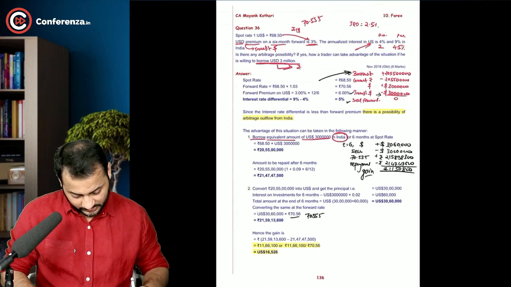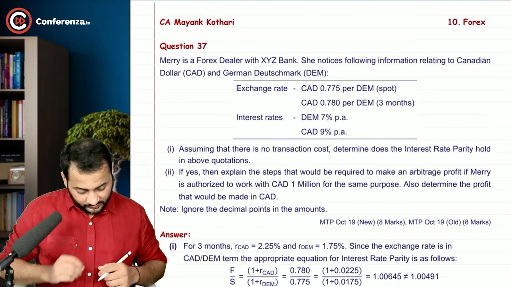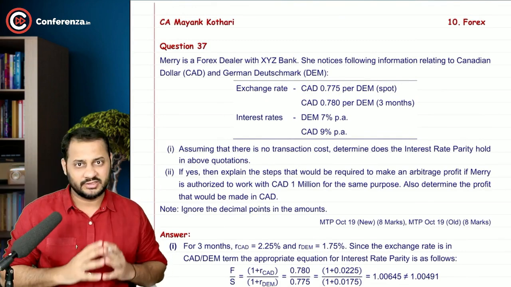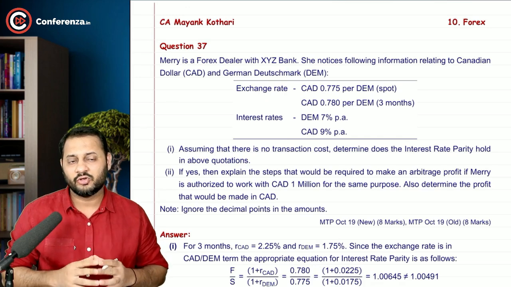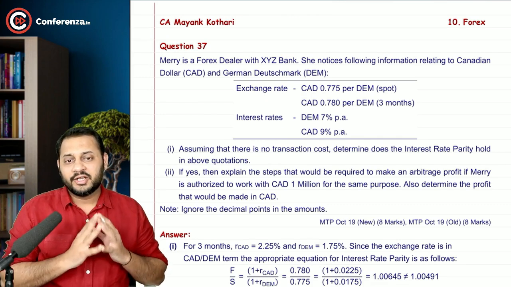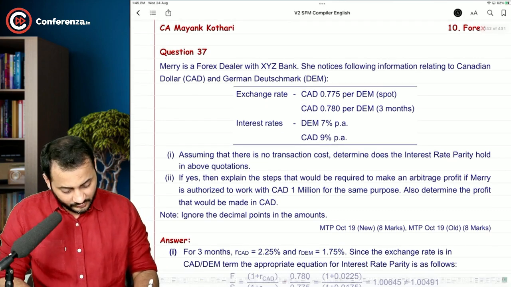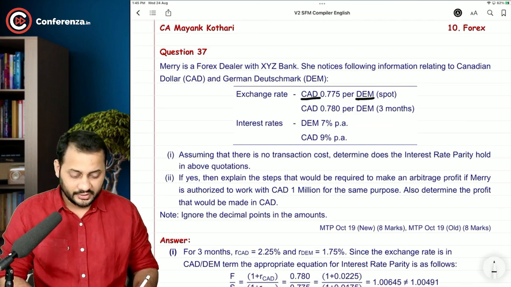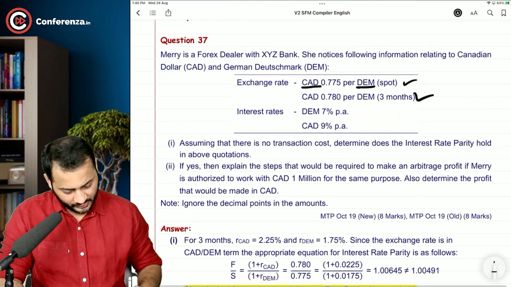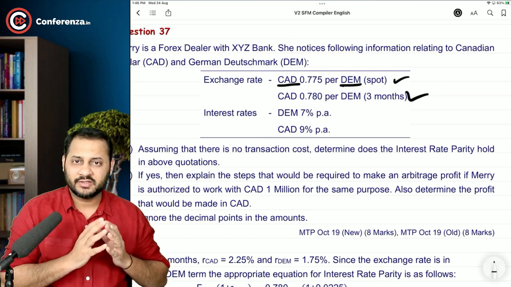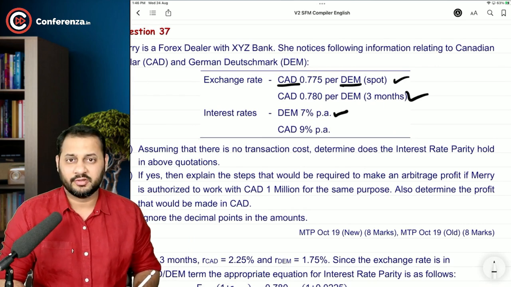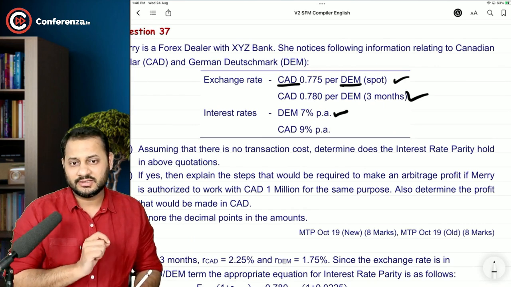Question number 37. Again, one of the interesting questions. Mary is a forex dealer with XYZ Bank. She notices the following information relating to Canadian dollar and German Deutschmark. Exchange rates of Canadian dollar and DEM Deutschmark is given to you for the spot and the 3 months as well. Okay. See. And the forward rate is Canadian 0.780 per Deutschmark. Interest rate for Deutschmark is 7% per annum. And Canadian dollar is 9% per annum.